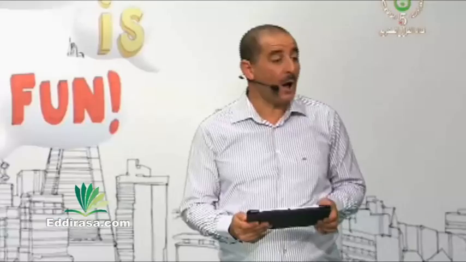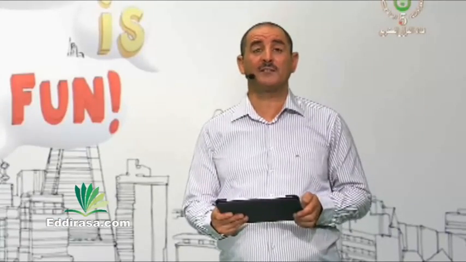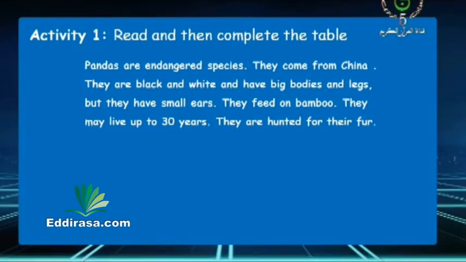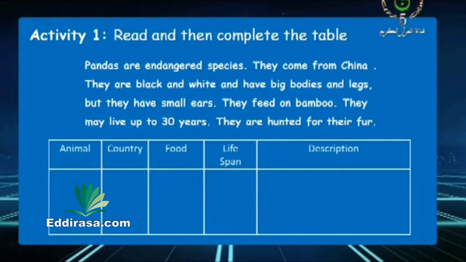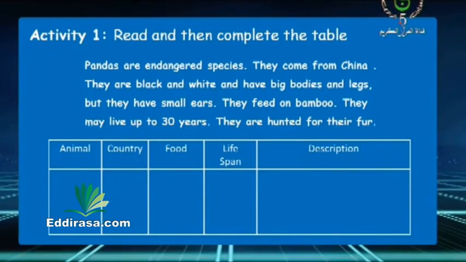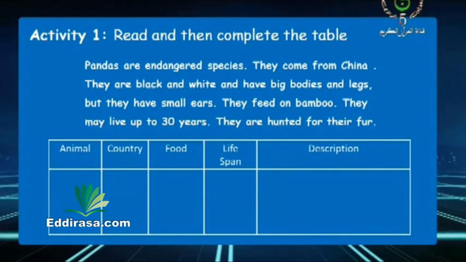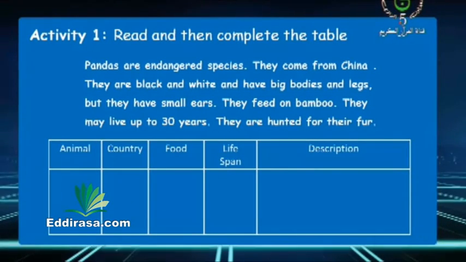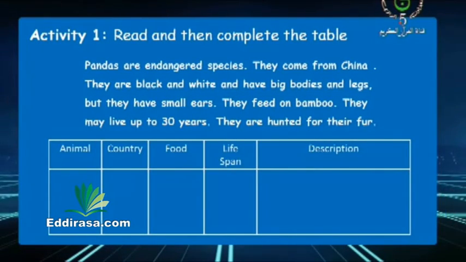Okay. Now, let's start with the warming activity, where you have to read and then complete the table with true facts. So, pandas are endangered species. They come from China. They are black and white and have big bodies and legs. But they have small ears. They feed on bamboo. They may live up to 30 years. They are hunted for their fur.